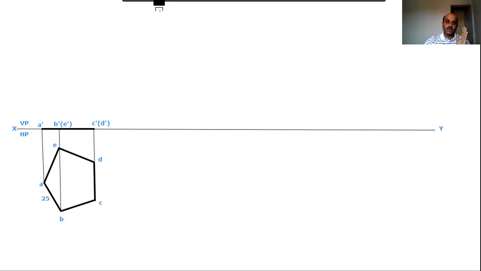Now in the second position, we have to satisfy the condition that the lamina is inclined to HP at 60 degrees. You satisfy this condition in such a way that the lamina is tilted, resting on the corner, and satisfying that condition, it will be tilted with respect to HP at 60 degrees. So for that, first you draw a line for 60 degrees.